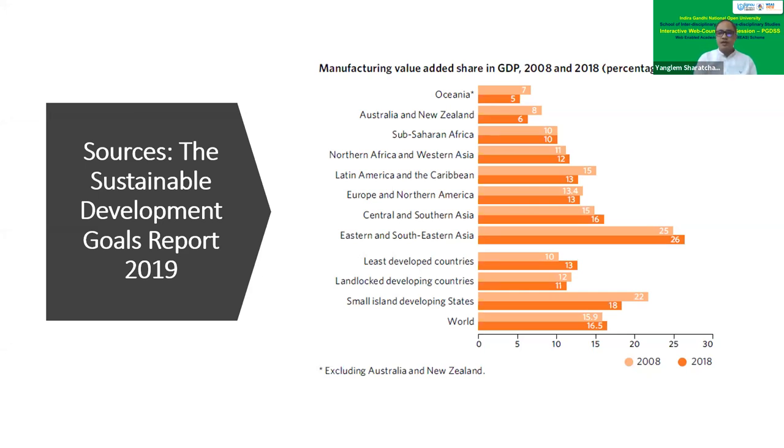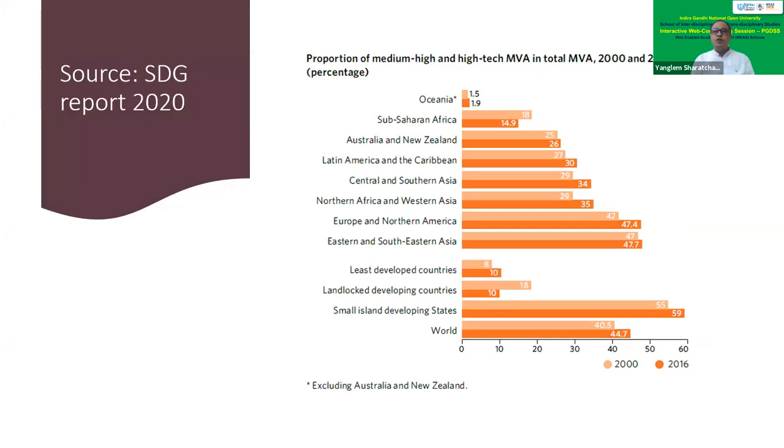In the case of Oceania, it is decreasing, right? In the same way, when you talk about the proportion of medium and high-tech manufacturing value added in total manufacturing value added, 2000 to 2016, the world average in 2000 was 40.5, and in 2016 it was 44.7. This is progress, but you know, it is not evenly distributed, right?